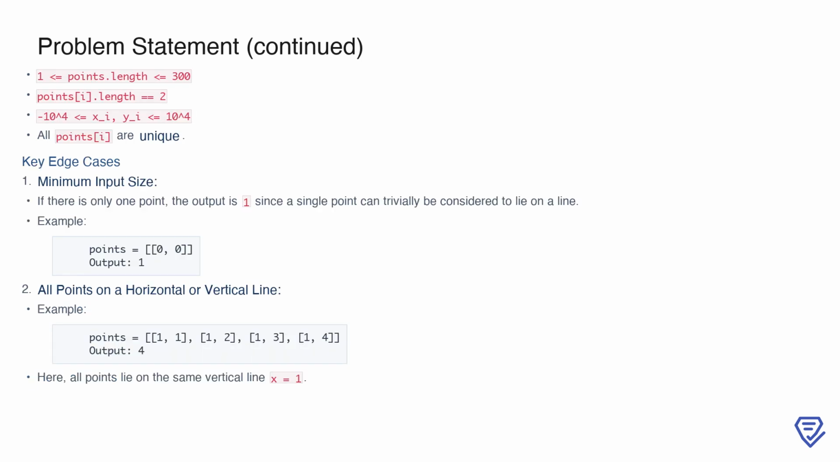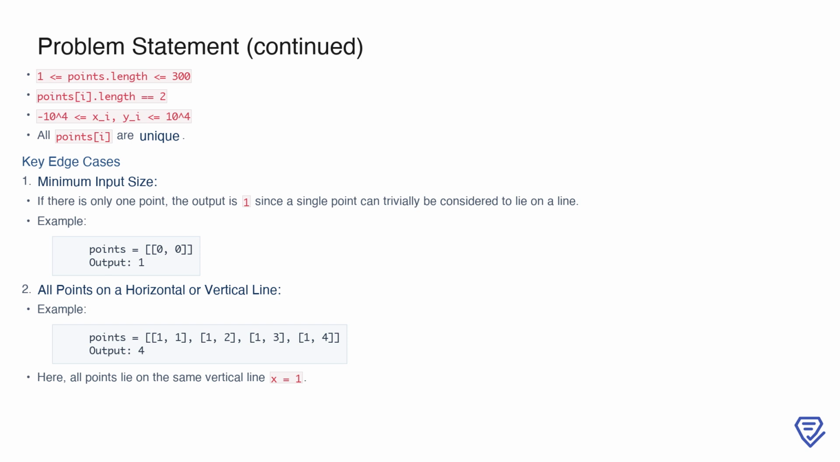Now, let's consider the constraints and some key edge cases. The number of points can range from 1 to 300, and each point is represented by exactly 2 integer coordinates. These coordinates can have values between -10⁴ and 10⁴, and all points in the input are guaranteed to be unique. For edge cases, if there is only one point, the output is trivially 1 since a single point can always be considered to lie on a line.